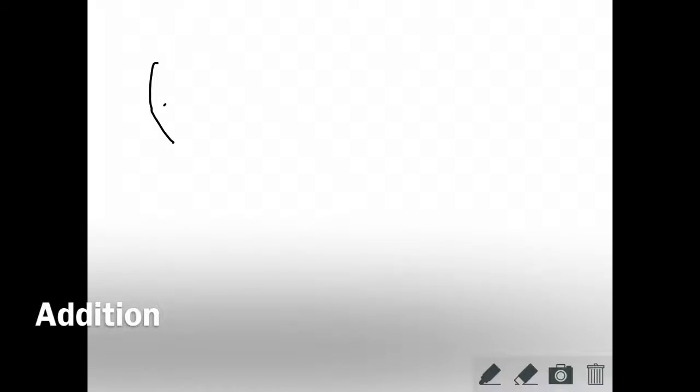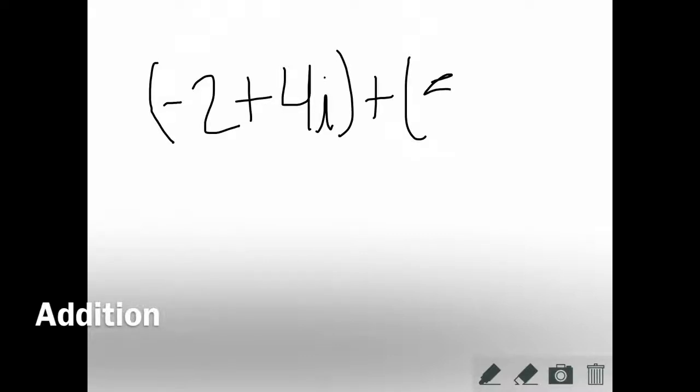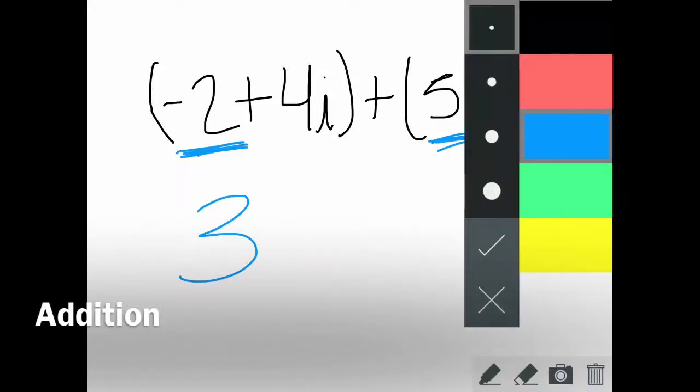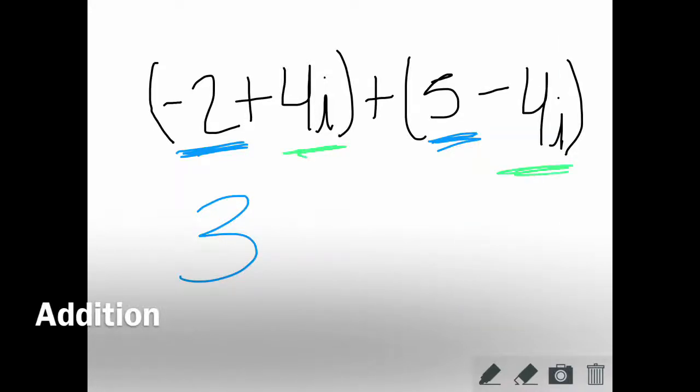Okay, so first we are starting off with addition. And the problem is -2 + 4i + 5 - 4i. So first you want to add the common terms, which is -2 and 5, and that equals 3. And then you would do 4i - 4i, and that is 0. So that means that your answer is just 3.